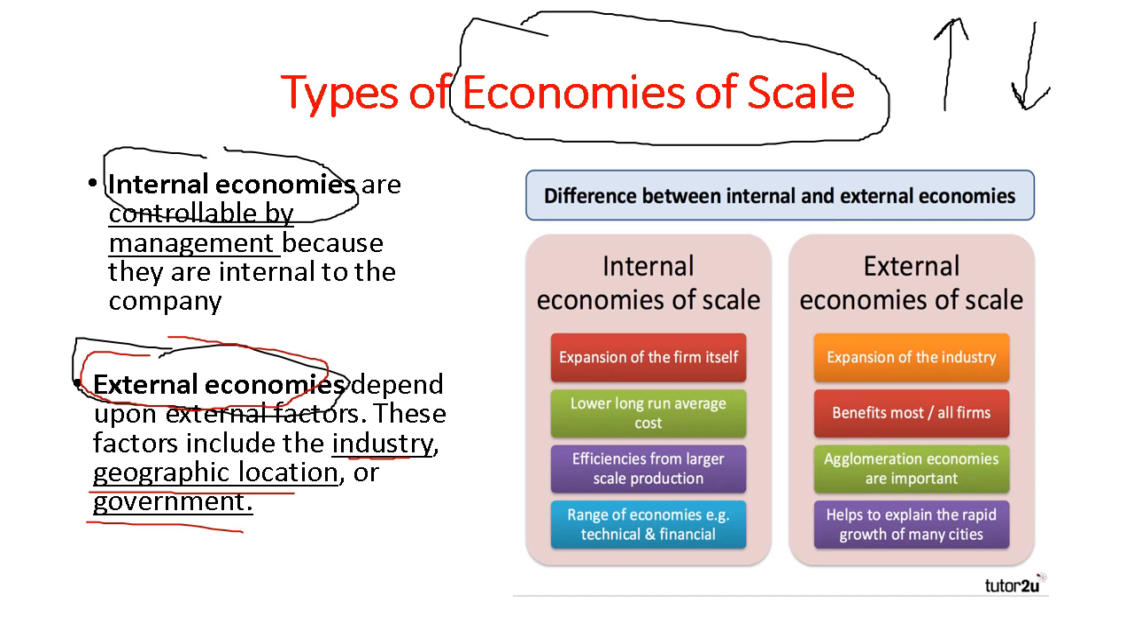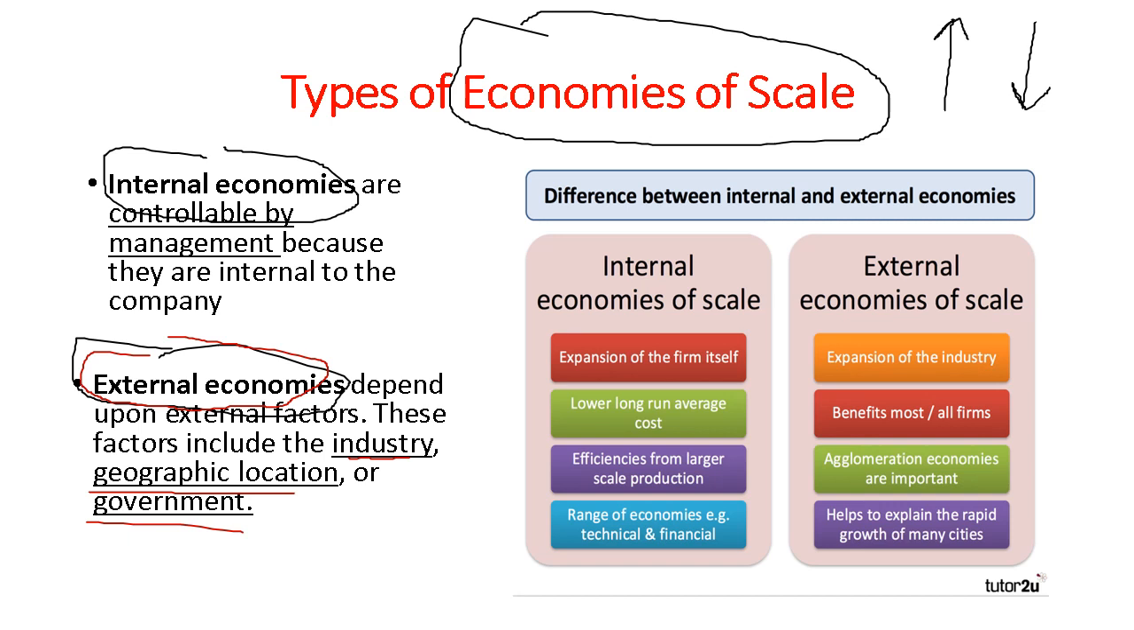When we say internal, this is intrinsic to the company and it is controllable, like, for example, the growth of the firm itself. Number two, the lower long run average cost, because as you increase your production in a given period of time, your average cost tends to lower down to the point that you have a long run average cost. And of course, we know for a fact that there are efficiencies from larger scale of production, because that is the principle of economies of scale. You increase your production volume, your average cost tends to lower down.